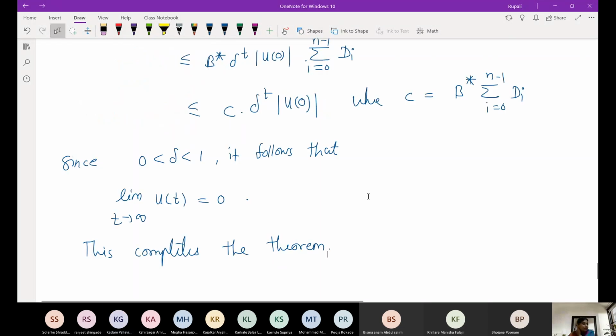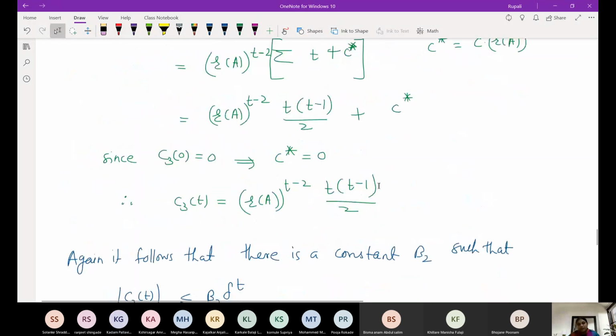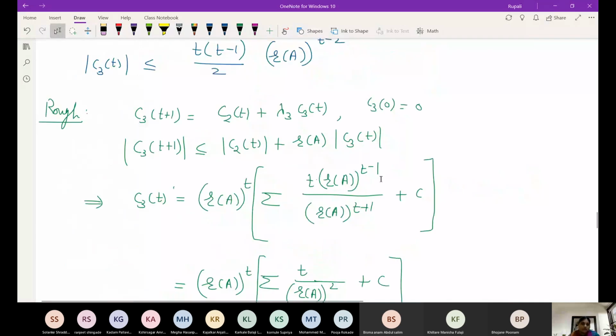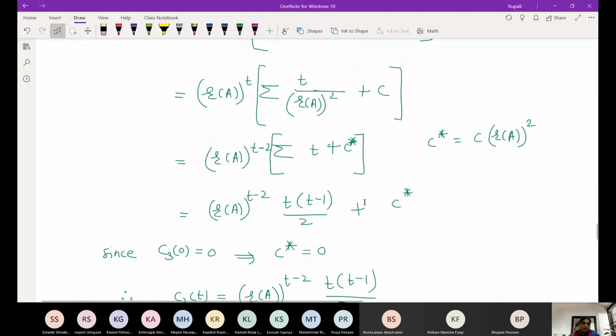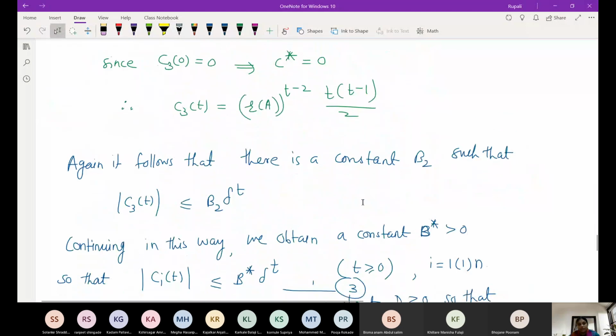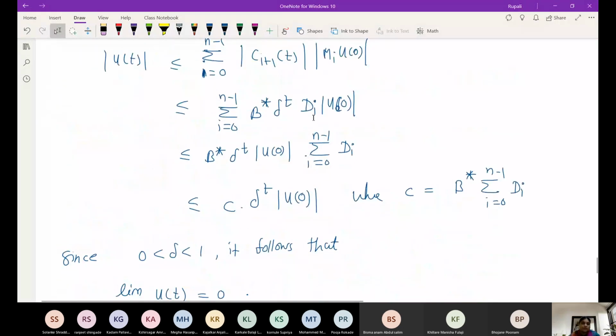Yes, ma'am. Just we have to use here the Picard algorithm, and we have to find mod of Ci's, okay, and mod ut. For mod of ut, we will require mod c i plus 1 of t and Mi u0. Is that okay? Yes, ma'am.